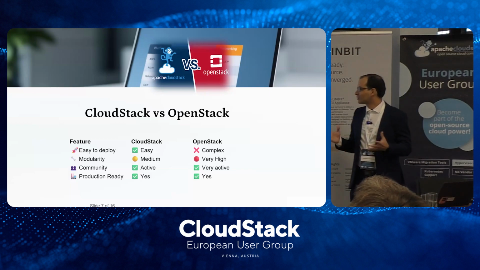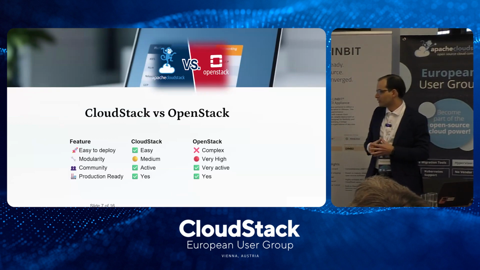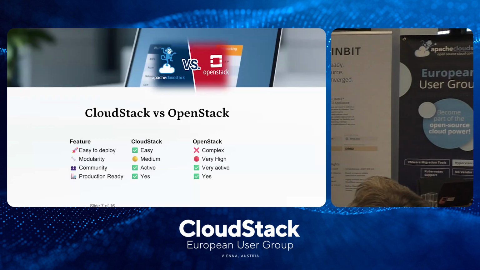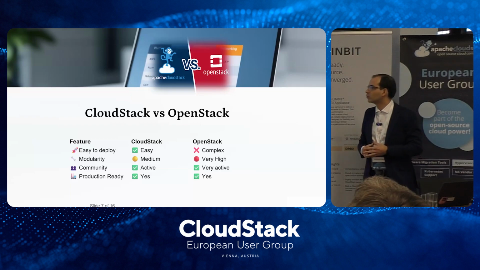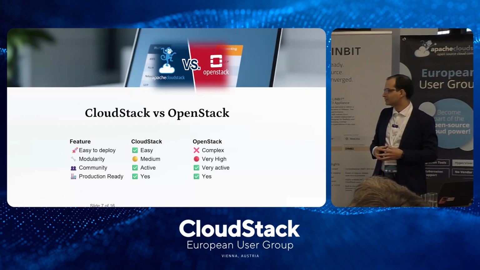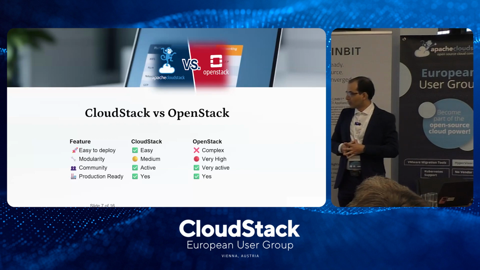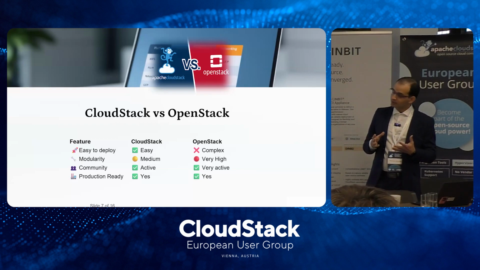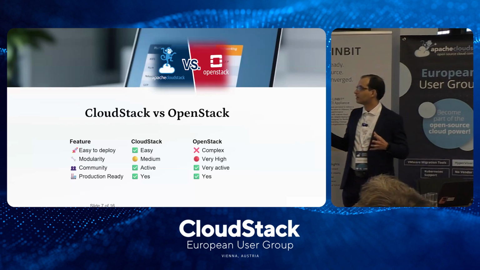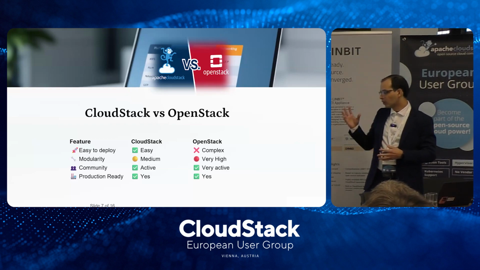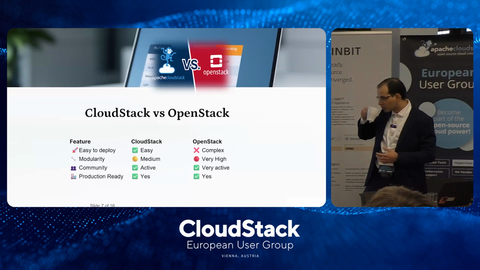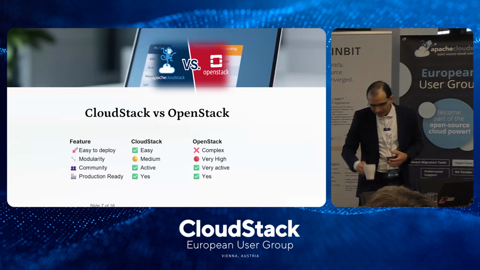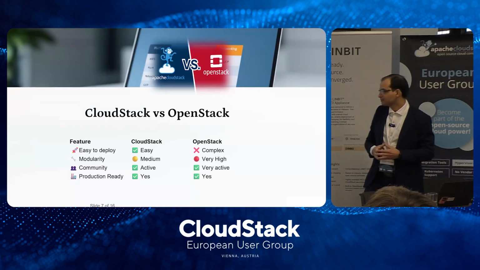Again, CloudStack is very easy to deploy compared to OpenStack. OpenStack is very complex, and if you don't have a team with experience, it can be really hard to implement. CloudStack has a medium modularity. It means that it has fewer parts, not like OpenStack, which makes it a little bit more complex to implement and to understand.